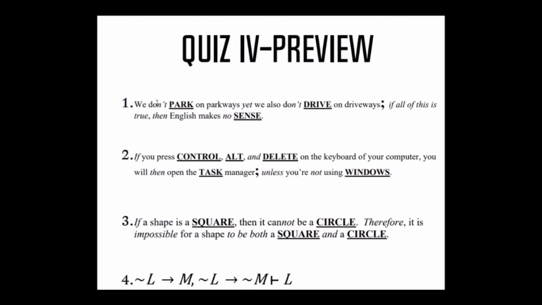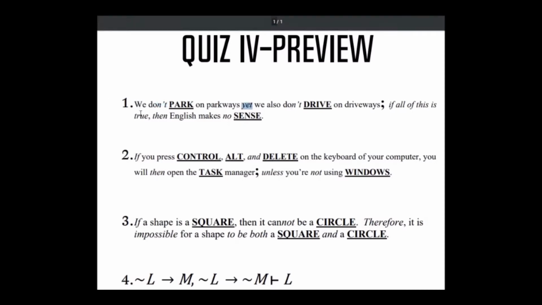Here I've got the italicized elements indicating negation. So we don't, there's an n't there: we don't park on parkways, yet we don't drive on driveways. If all of this is true, then English makes no sense. So there's all this considerate text here. That's a negation, that's going to be a squiggle. There is a negation, that's going to be a squiggle. There is a negation, that's going to be a squiggle.